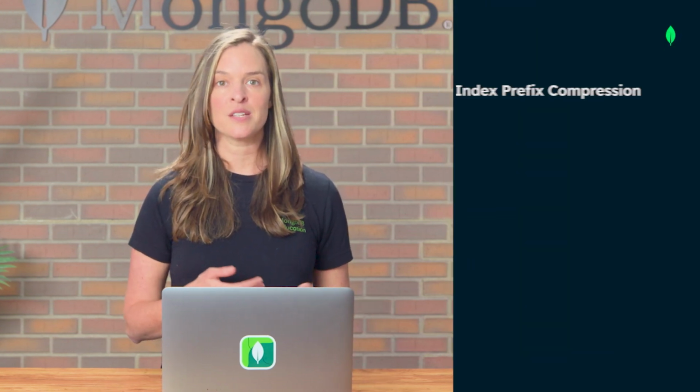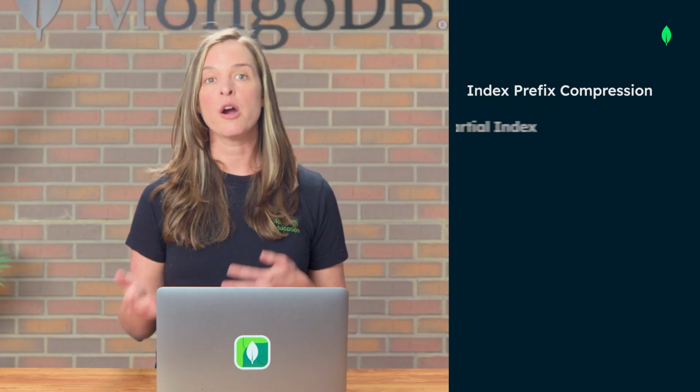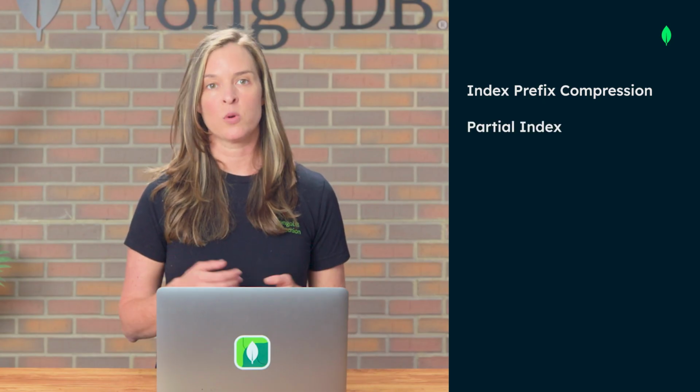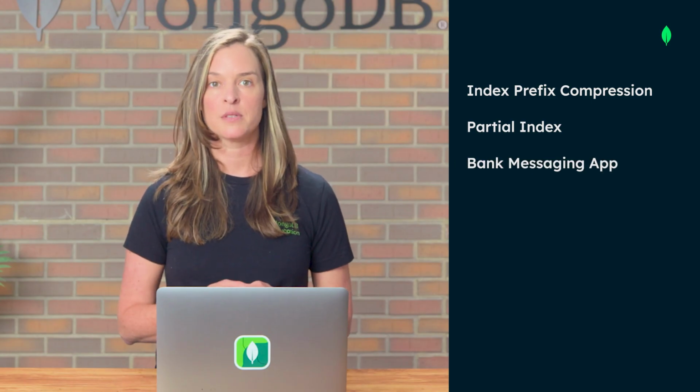We could be tempted to say that it doesn't, because the order won't make the queries any faster or slower, but it will affect the size of your index. In this video, we'll discuss how an index prefix and prefix compression can affect the size of an index. We'll also show you how partial indexes can help with resource utilization. Then we'll apply what we learned to our bank messaging app.